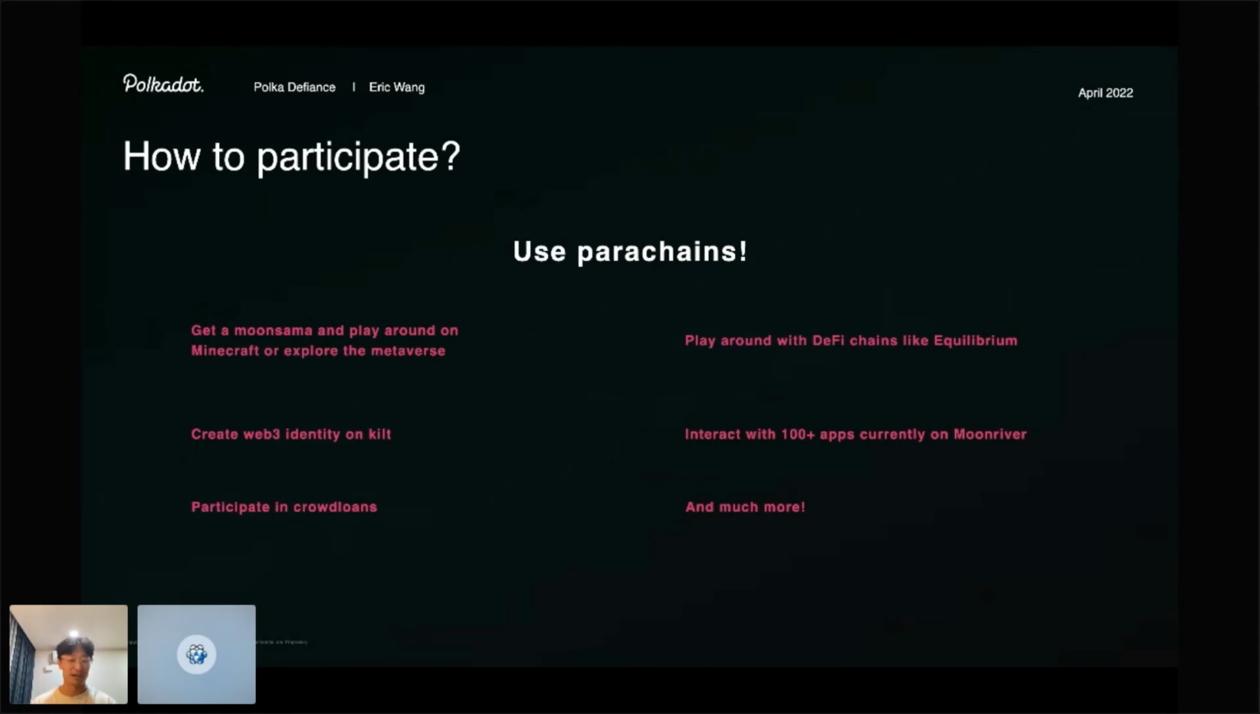You could play around with DeFi chains like Equilibrium. You can create a Web3 identity on Kilt. You can interact with over 100 applications available on Moonriver or dozens of applications on Moonbeam. You could, of course, participate in crowd loans, and there's so much more you can do as well. And with this, I'd like to end the presentation and I'm happy to answer any questions anyone might have.